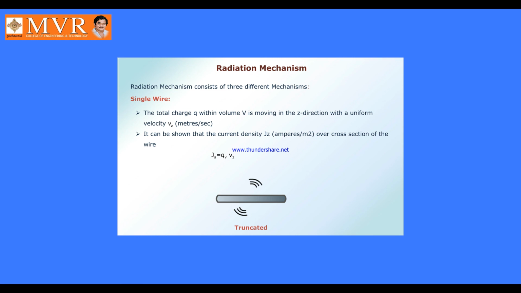Radiation is possible if the wire is curved, bent, discontinued or terminated. If this single wire is truncated or curved or bent, or you alter it in some other way, then you may obtain a possible radiation. So this is about a single wire antenna.